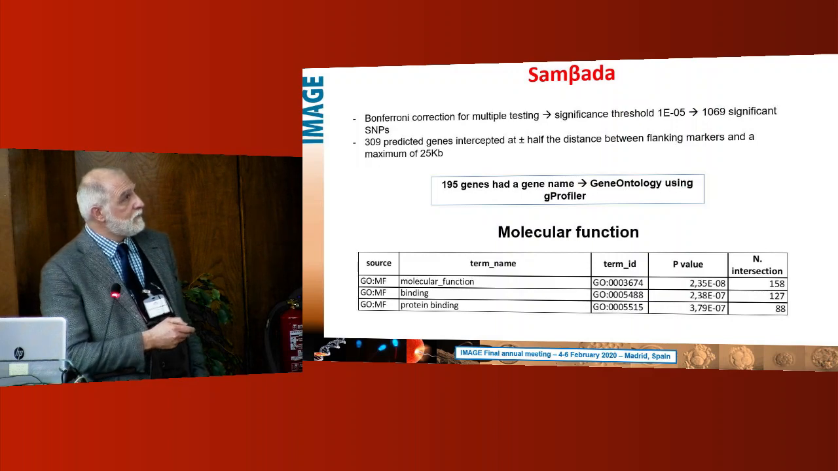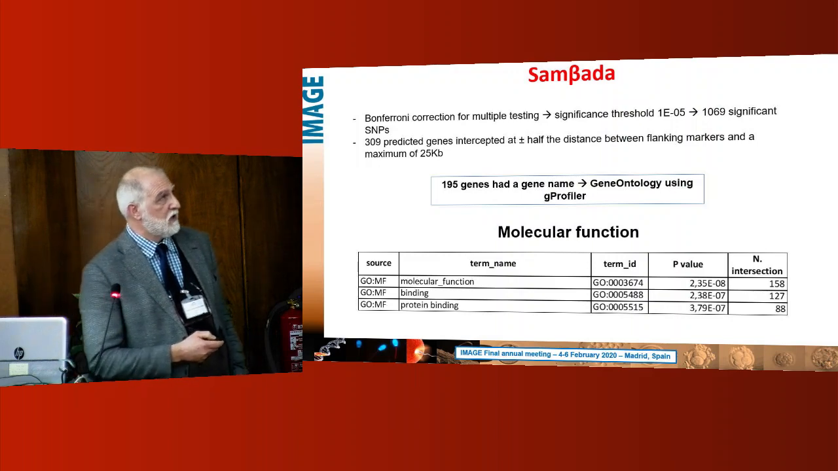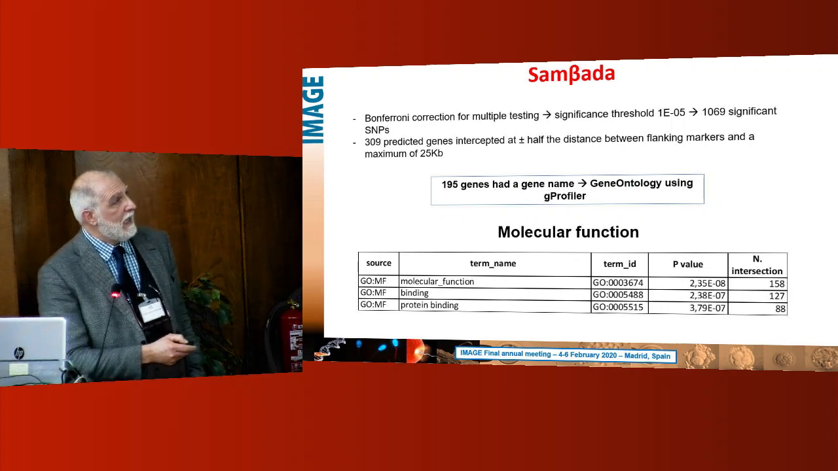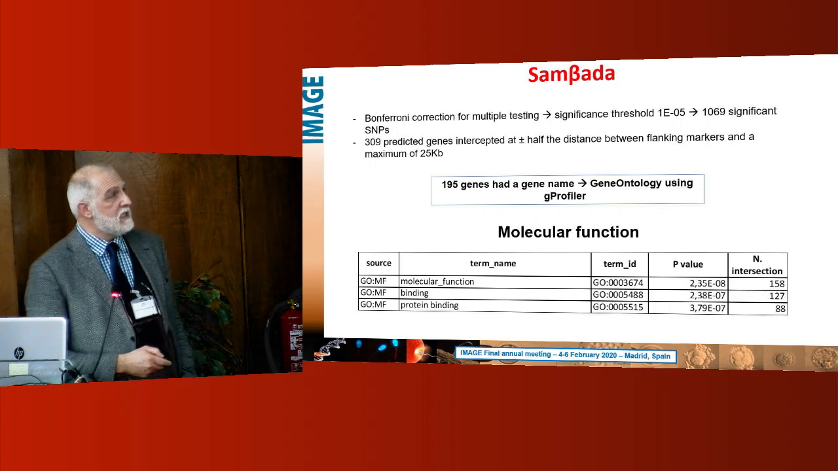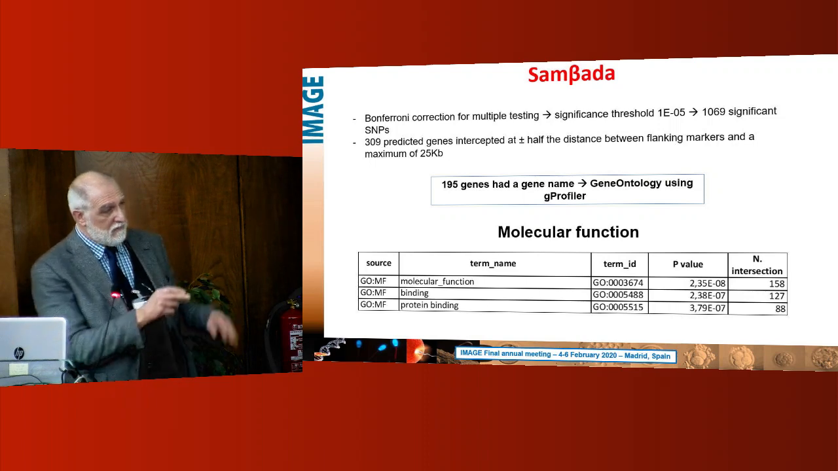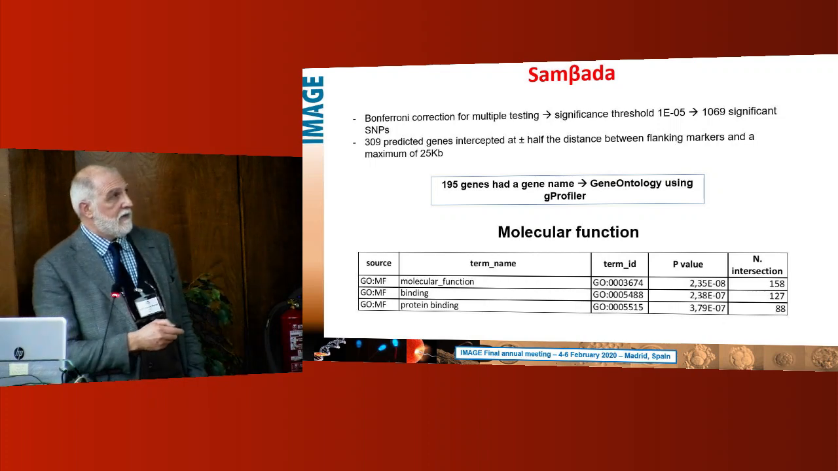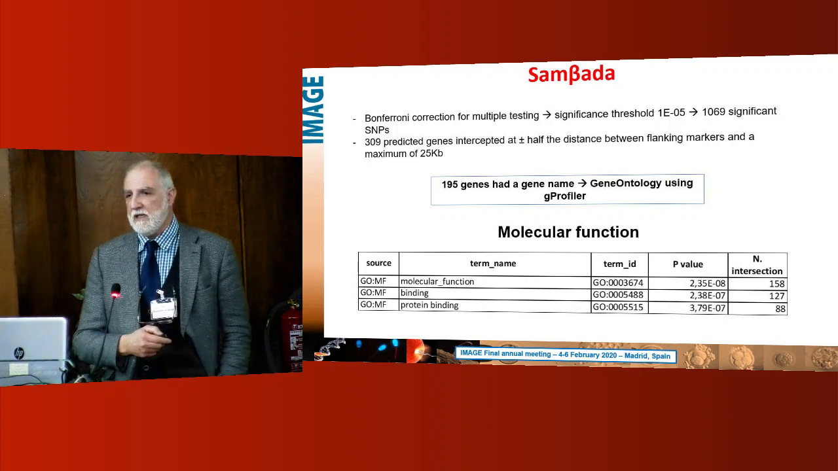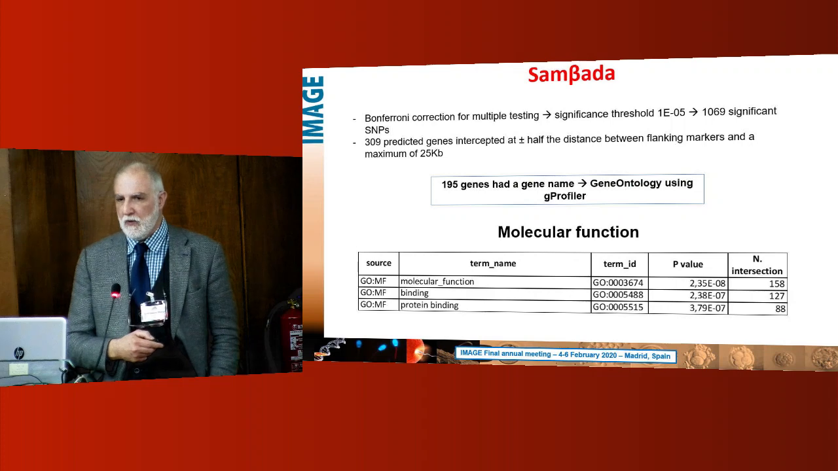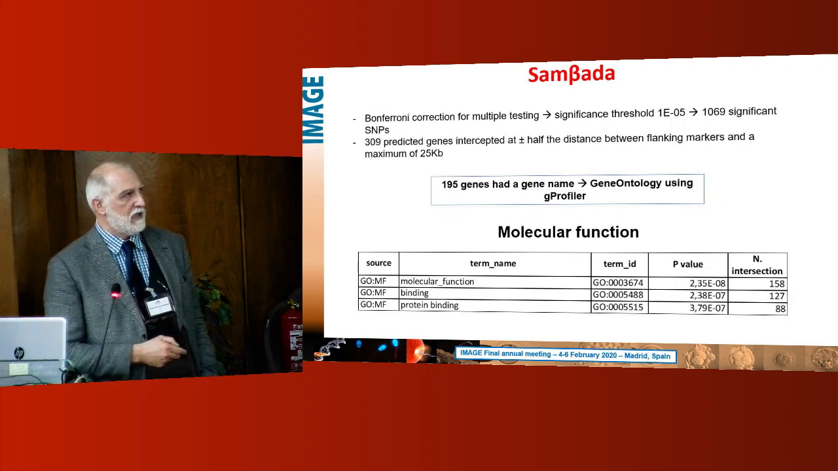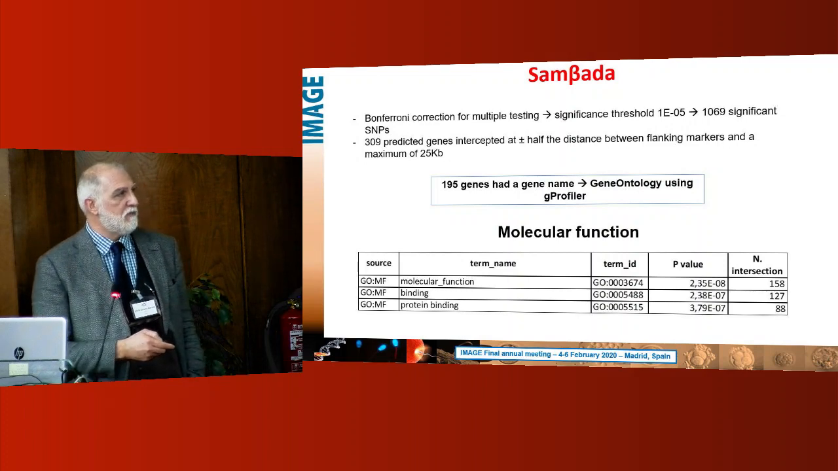So at the end, there was correction for multiple testing, and there were 195 genes, okay, in the close interval from the markers, that had a gene name. So at this moment we focus only on transcripts or predicted genes that had a gene name. And we made a gene ontology analysis using g:Profiler.